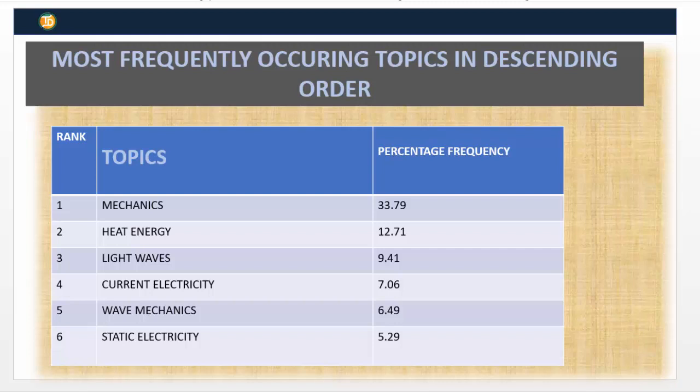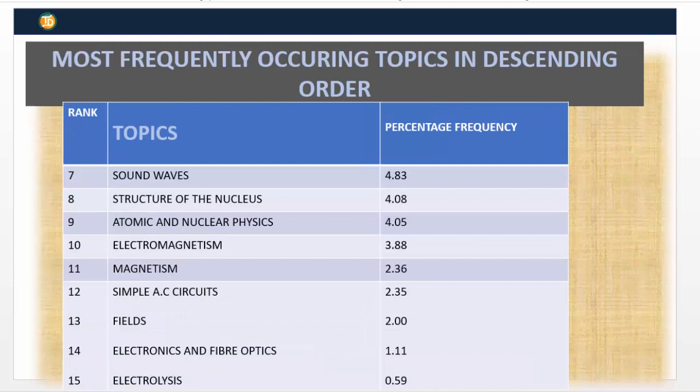And number two, we have heat energy. Under heat energy, we have 12.71% as a percentage frequency. Three, we have light waves, 9.41%. Four, current electricity, 7.06%. Five, we have mechanics, 6.49%. Six, static electricity, 5.29%. Next, we have sound waves, which is number seven, and that takes 4.83%.